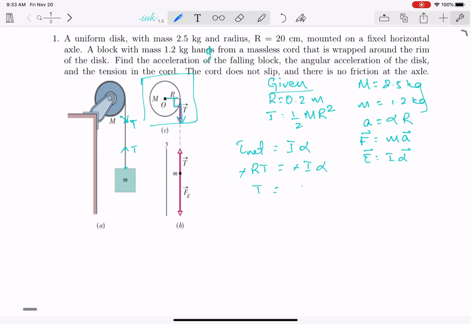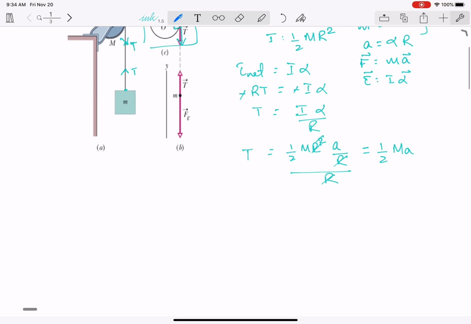So tension is I alpha over R. Inertia is 1/2 m r squared. Alpha is A over R, so it's divided by R. That gives you R, and R cancels out, and then this R and this R cancel out. So tension equals 1/2 M A. That's the magnitude of tension.